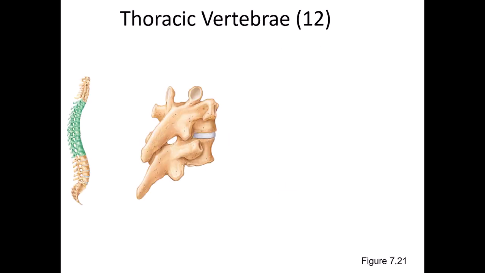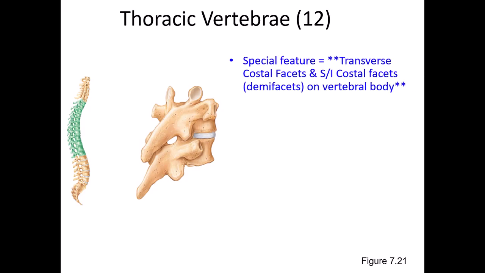Okay, we have 12 thoracic vertebrae, and what's unique about thoracic vertebrae is they articulate with the ribs, right? They're in the thorax region, which is where the ribs are. So there are 3 sets of facets on each side of a thoracic vertebrae, a transverse costal facet on the anterior side of the transverse process, and then a superior and inferior costal facet on each side of the vertebral body, right near the arch.